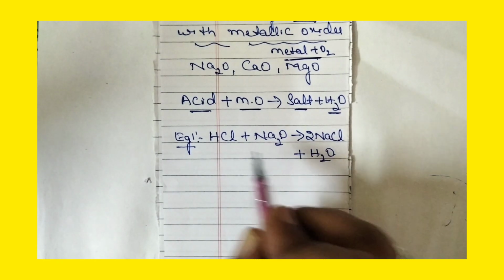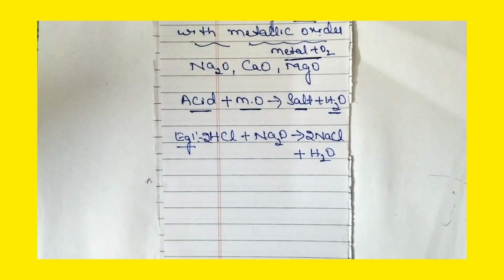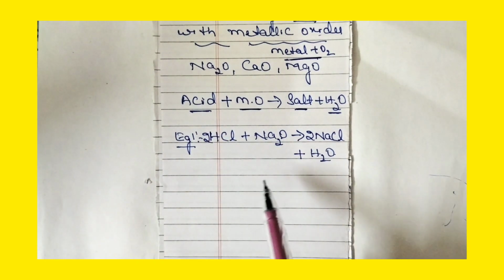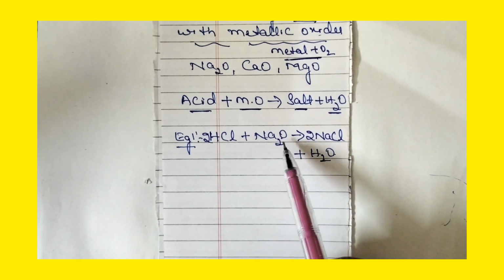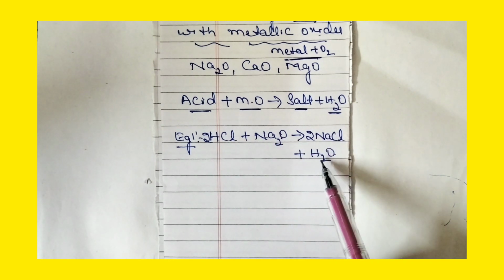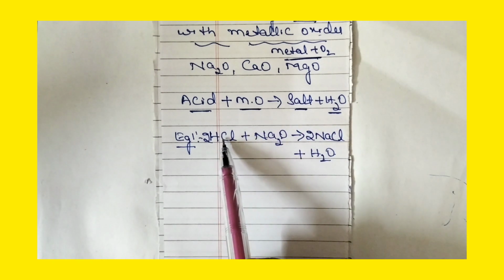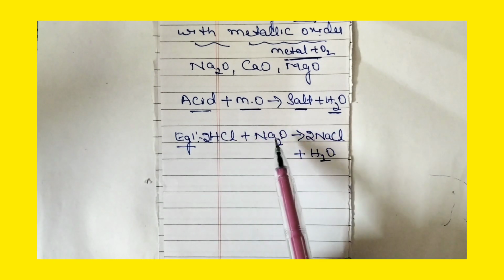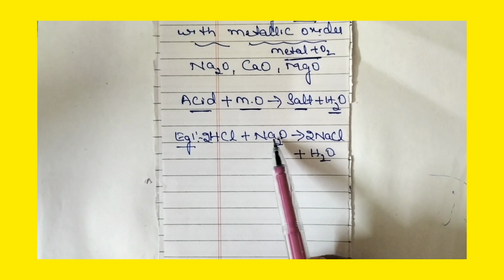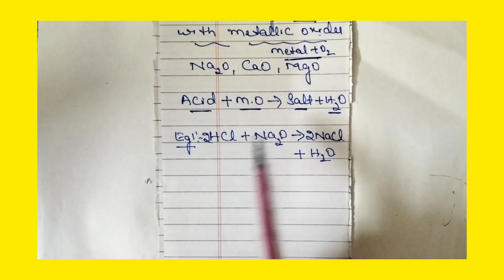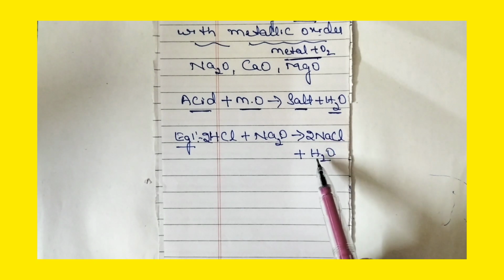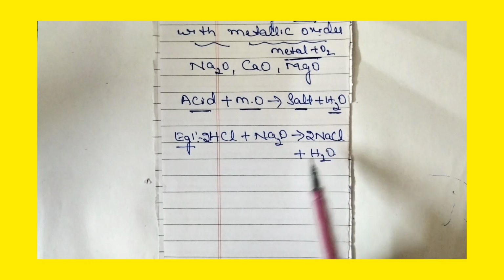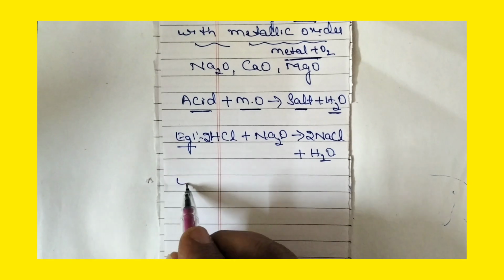So here, since H2 is present, to balance it we write 2HCl. What is the balanced chemical equation? 2HCl plus Na2O gives 2NaCl plus H2O. So hydrochloric acid, the acid, and sodium oxide, the metallic oxide, both react to form a salt called sodium chloride, and water is formed.